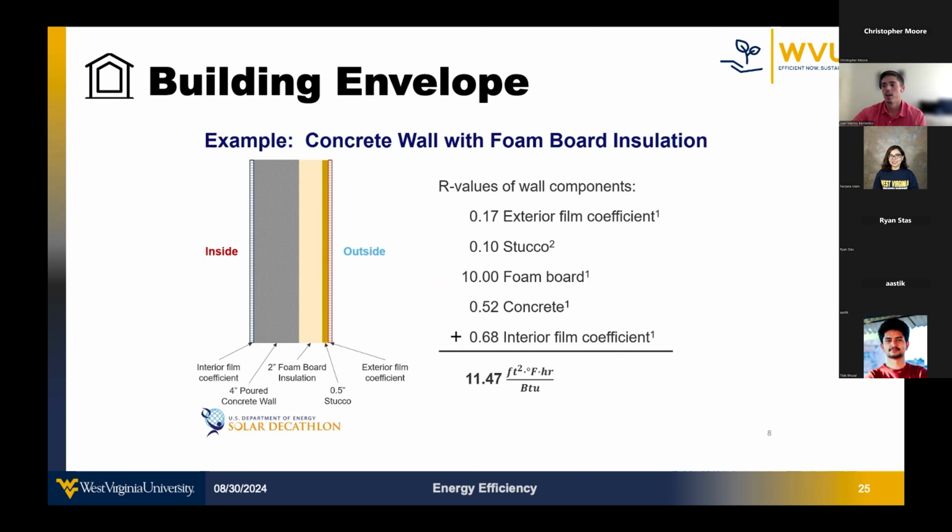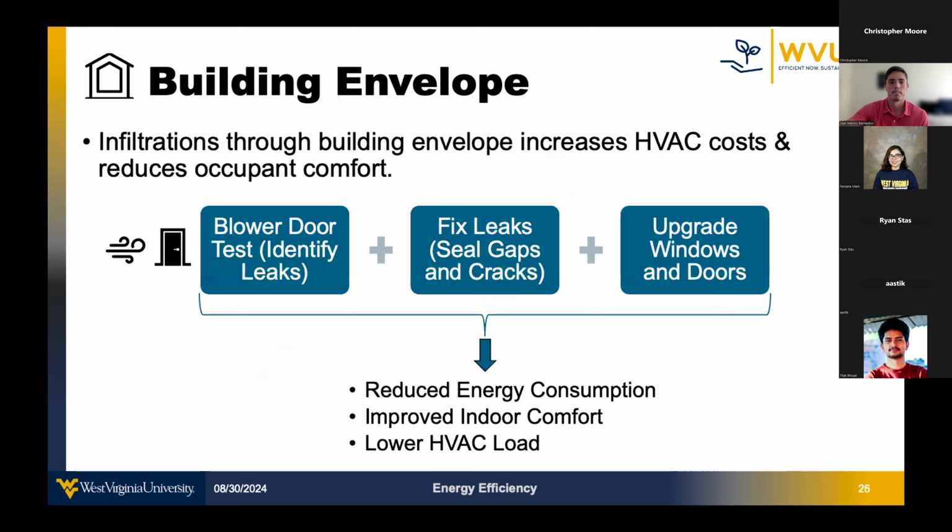This R value measures the material's ability to resist heat flow. So the higher the R value, the better the insulation. This slide exemplifies how each layer contributes to the overall thermal resistance of the wall, with the foam board providing most of the insulation. By understanding these values, we can make informed decisions on what materials to use during construction of our buildings to improve energy efficiency.